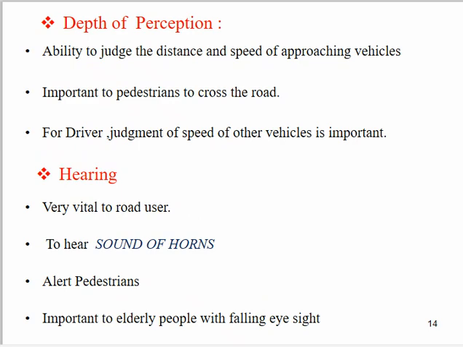Next, for the driver, the judgment of the speed of vehicles is very important in various sorts of situations. First might be in order to overtake a vehicle. Second might be if a vehicle is approaching from the opposite direction, then at intersections it may help the driver make his judgment whether to cross the road or take a halt.